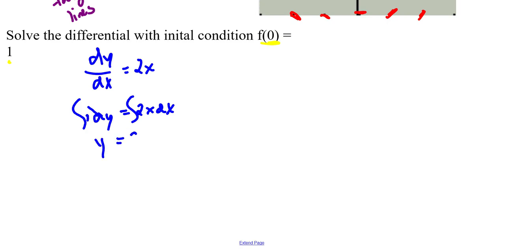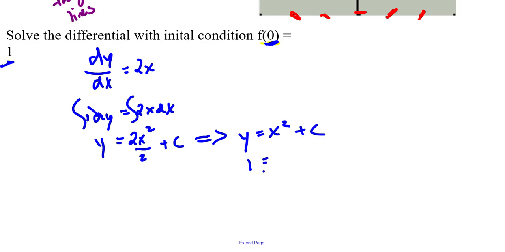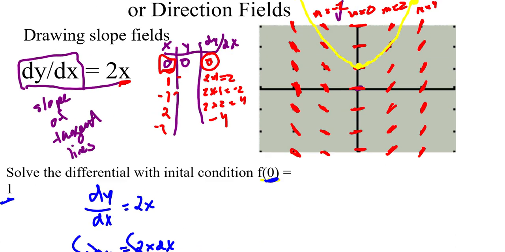This side is going to be 2x squared divided by 2, and then we have our plus c. Well, right here, I have y equals x squared plus c. Well, I'm putting in now my (0, 1). So if I plug in (0, 1), I'm going to have 1 equals 0 squared plus c. C is going to equal 1. And so I have for my final answer, y equals x squared plus 1. That's the solution for this particular differential equation.